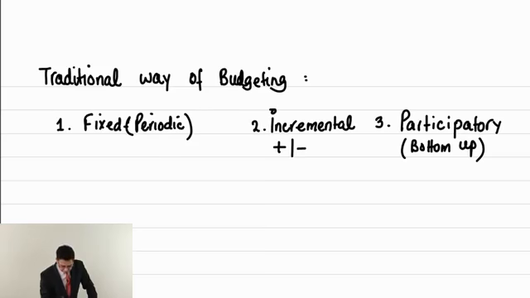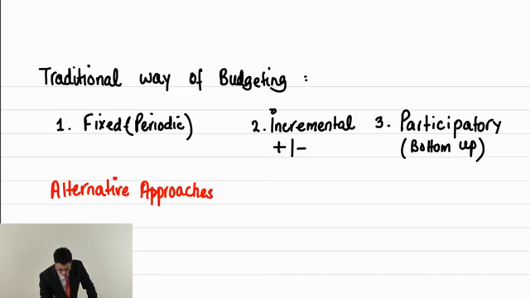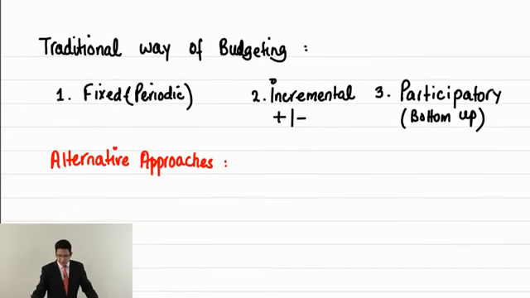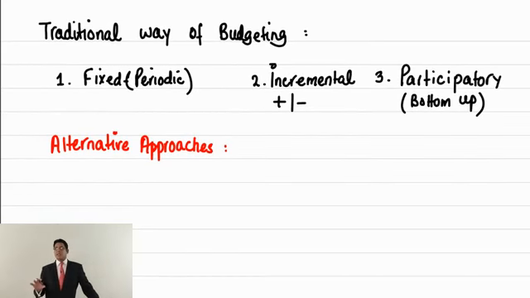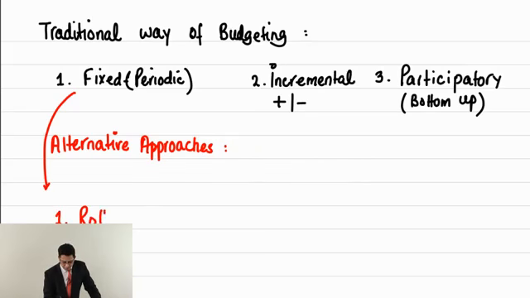Alternative approaches to budgeting. Some people think that these approaches are not very useful for their organization, and they can use an alternative approach as well. I mean to say, instead of fixing a budget for 1 year, we can create another budget which is called a rolling budget or continuous budget.